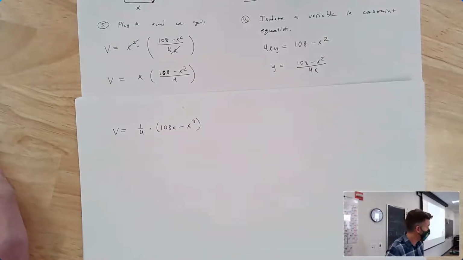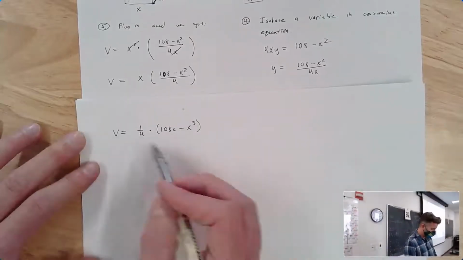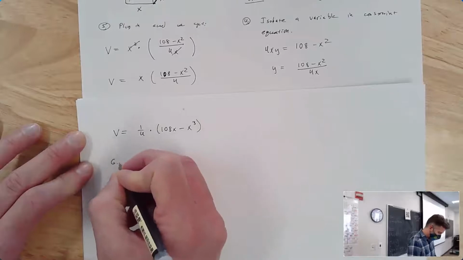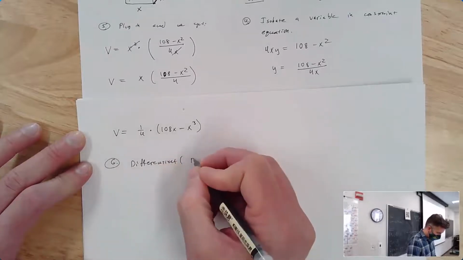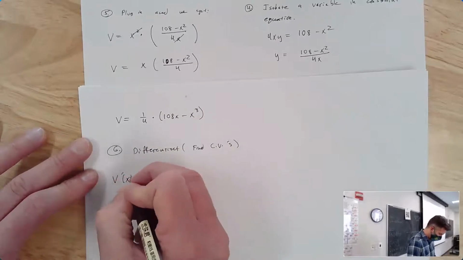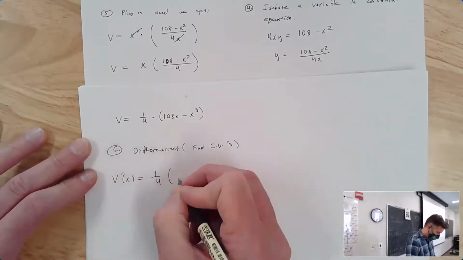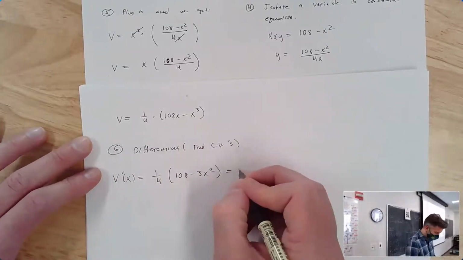If we're trying to optimize something, trying to maximize something, trying to find where it's the biggest, we're trying to find where we have a critical point. That's normally how we maximize or minimize things. We find where the derivative is 0. So here's my volume as a function of x. And now we're going to differentiate that, because really we're trying to find the critical values. So my derivative is going to be 1/4 times 108 minus 3x squared. I'm going to set that equal to 0.